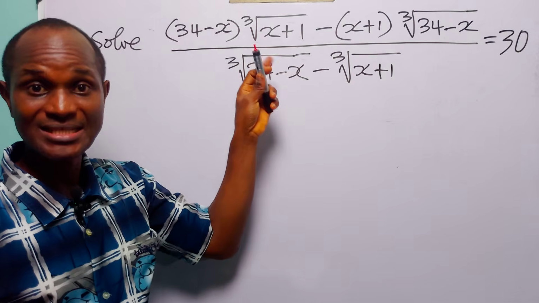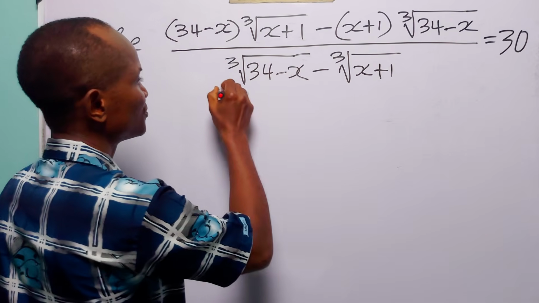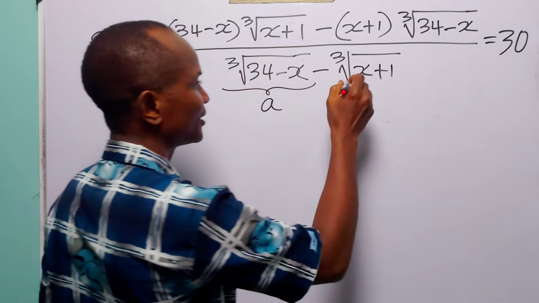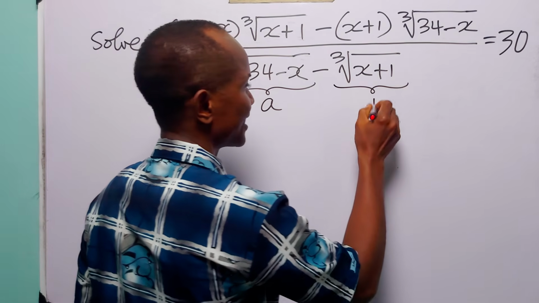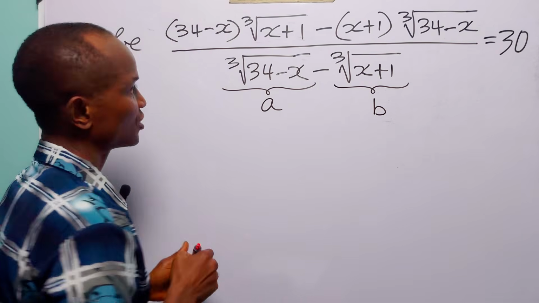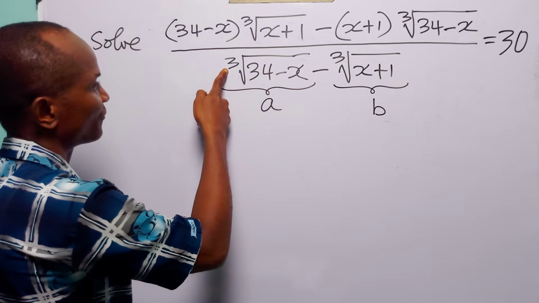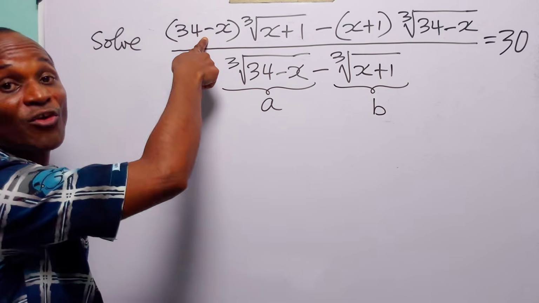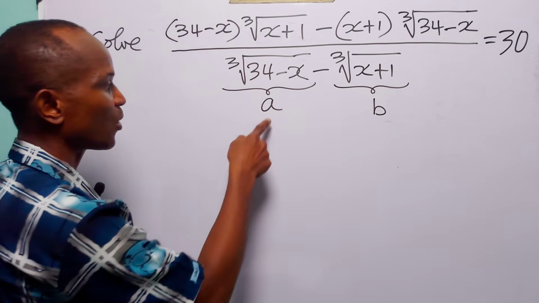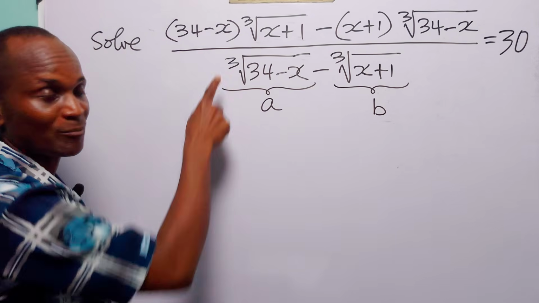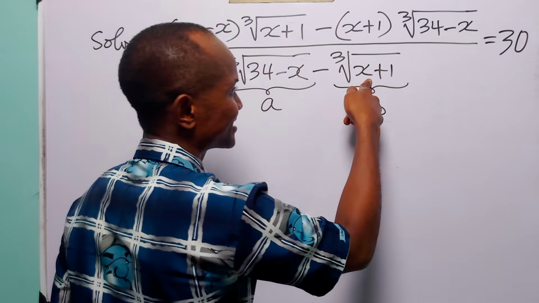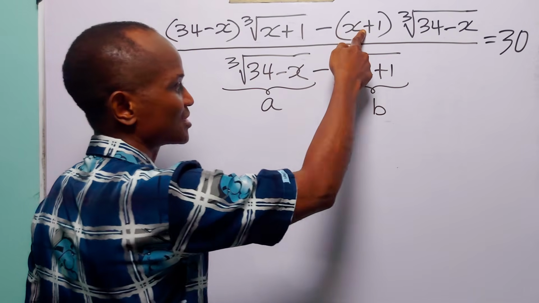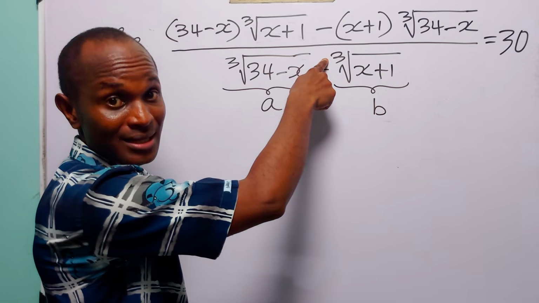So to simplify this equation, let the cube root of 34 minus x be equal to a, while the cube root of x plus 1 is equal to b. Now, of course, you know that if the cube root of 34 minus x is equal to a, then 34 minus x must be equal to a to the power 3. And if the cube root of x plus 1 is equal to b, then x plus 1 must be equal to b to the power 3.